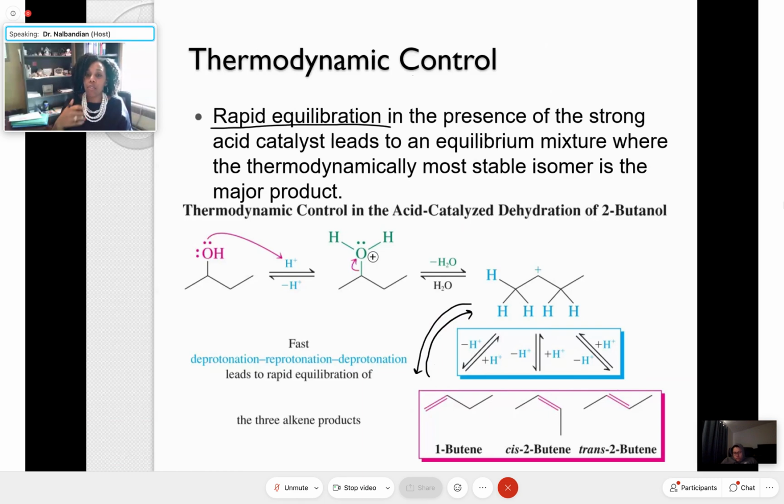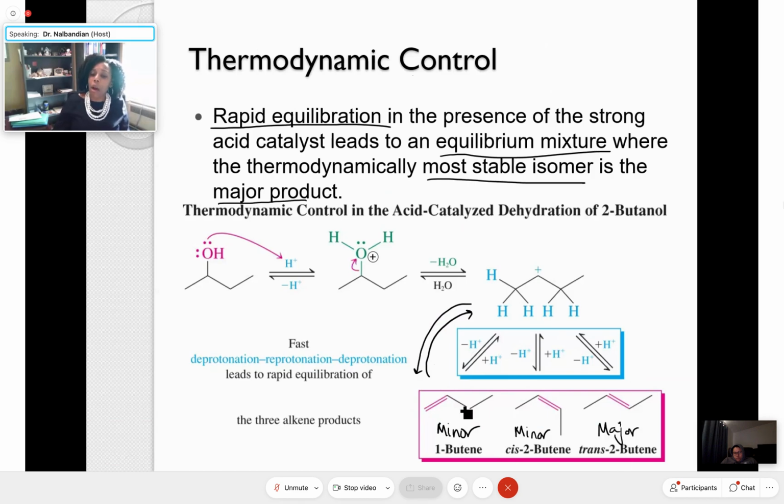And so as we do this reaction, we end up with an equilibrium mixture where now the most stable product is the major product. And so we know it's not 1 to 1 to 1. We know trans-2-butene is going to be our most stable, and so this is our major product. We end up getting more of this product, trans-2-butene, over time. Initially, we had all three, but we know that our terminal alkene and our cis alkene are minor products.